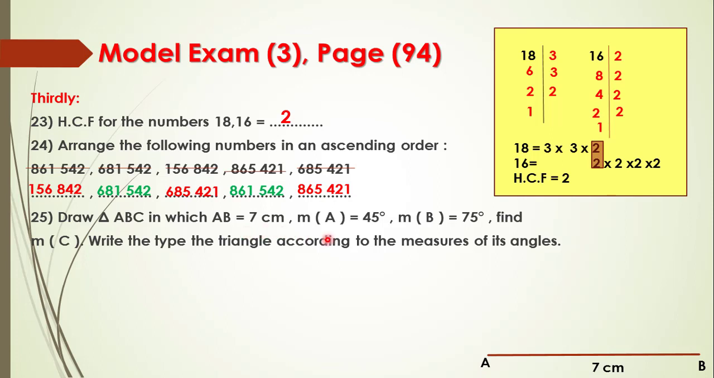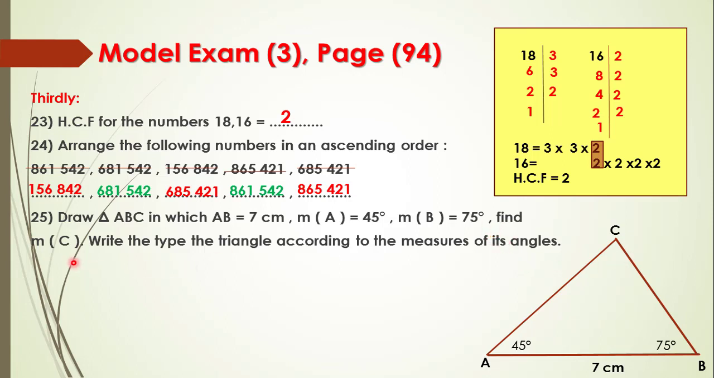Now, measure of angle A is 45. So put the center of your protractor on the vertex A and draw an angle of 45 degrees. Then measure of angle B is 75. Go to point B, put the center of the protractor on B, then draw an angle of 75 degrees. The intersection point here is C. So we have A, B, C. This is the triangle.